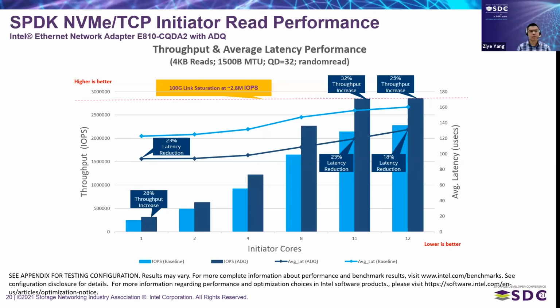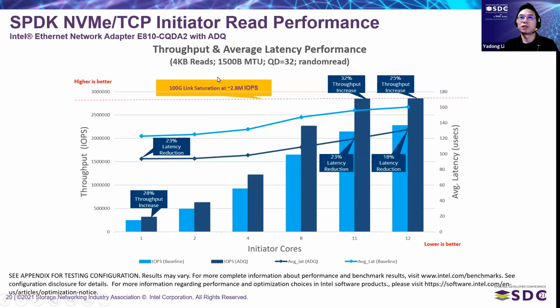So at more cores, like 12 cores, it still shows notable throughput increase, like more than 20% here, right? Even though the baseline number is getting better because of more cores. So the short summary here is that with ADQ enabled, the SPDK NVMe over TCP initiator shows very significant performance improvement in both IOPS and latency reduction.